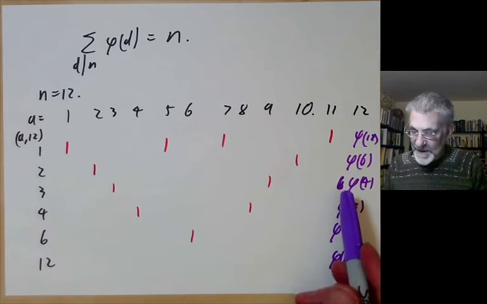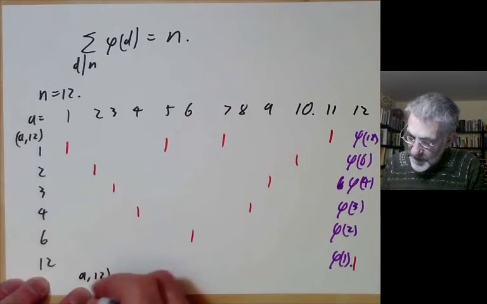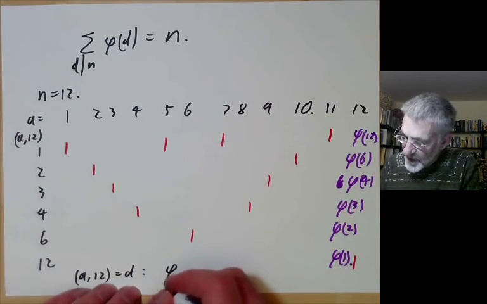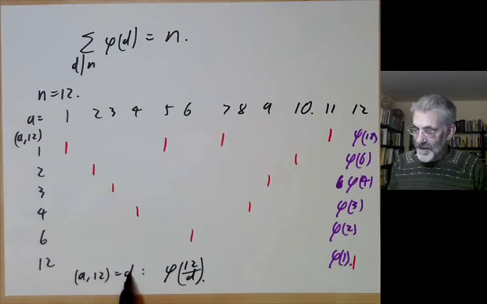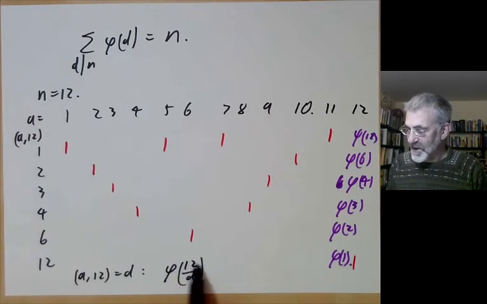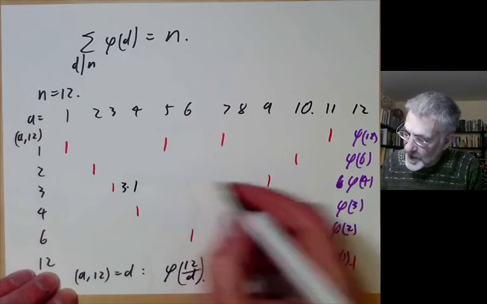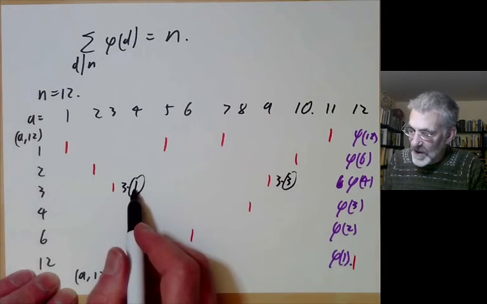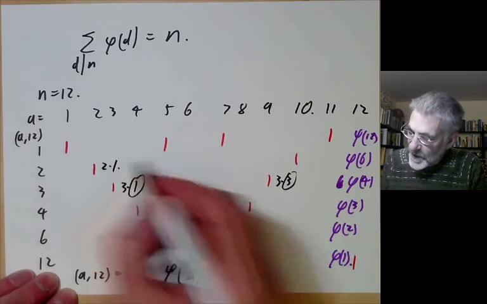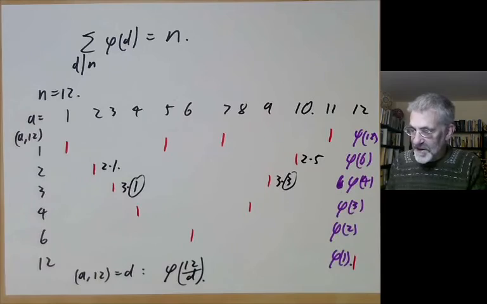So what we notice is that the number of residue classes with gcd(a, 12) equals d is just phi of 12 over d. And the reason for that is that the residue classes with greatest common divisor d are just the residue classes co-prime to 12 over d multiplied by d. For instance, you see these residue classes here are 3 times 1 and 3 times 3. And 1 and 3 are the numbers co-prime to 4. And here we get the numbers 2 times 1 and 2 times 5. And 1 and 5 are the numbers co-prime to 6.